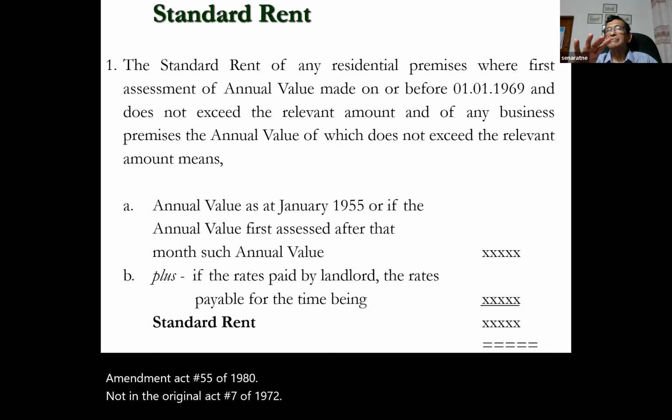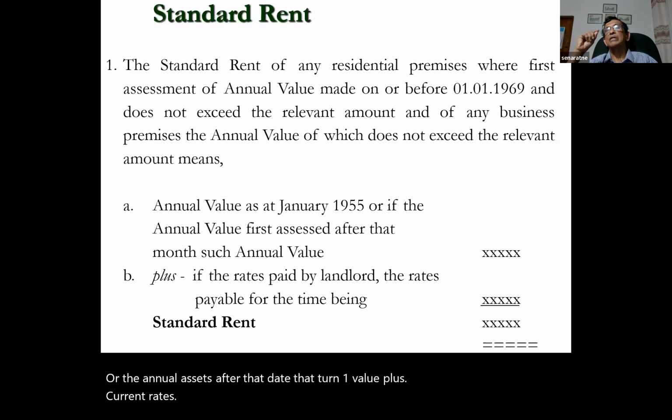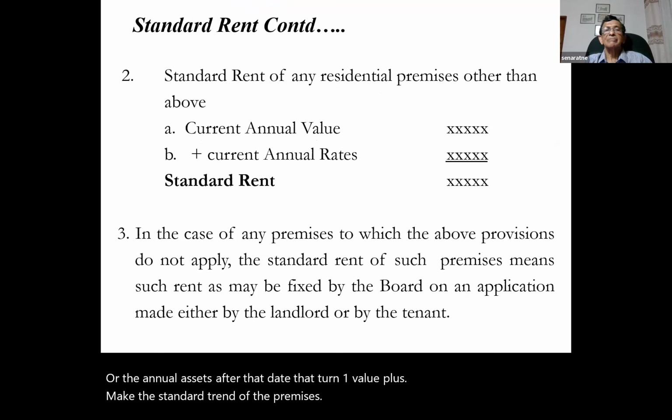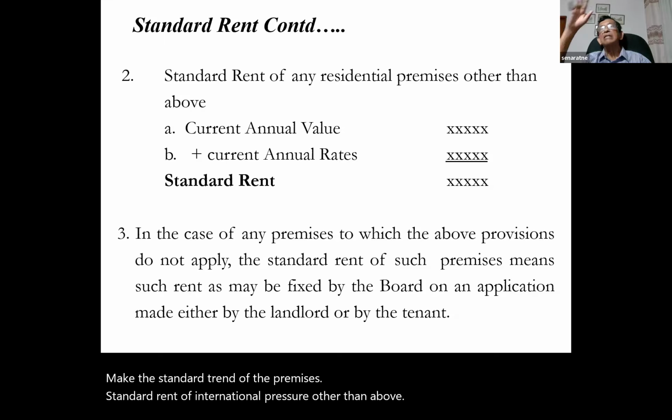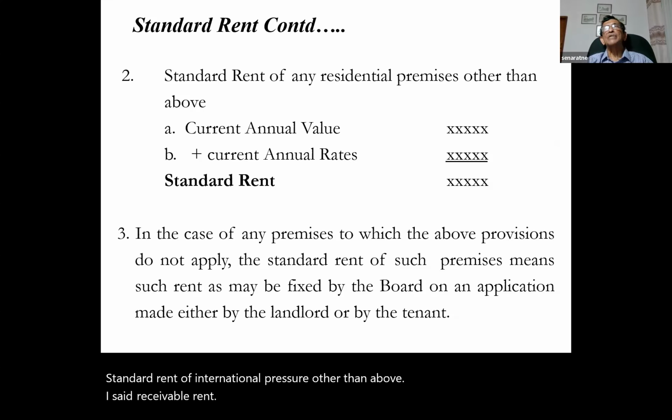Simple. You have to take the 1955 annual value or the annual value assessed after that date, that annual value plus current rates, make the standard rent of the premises. That is the standard rent of residential premises other than above. I said receivable rent under the Rent Act number 7 of 1972.